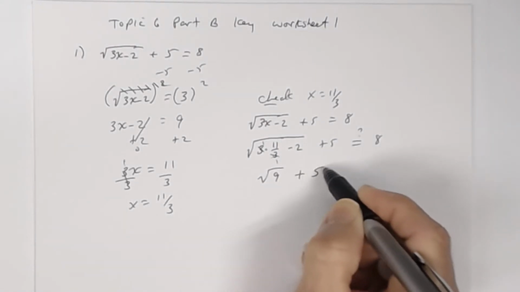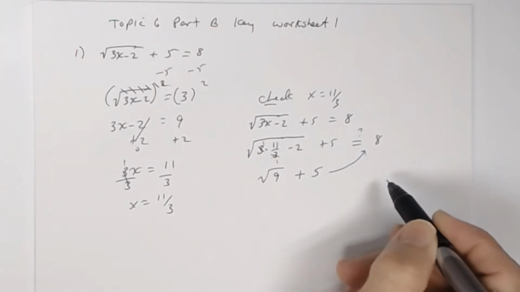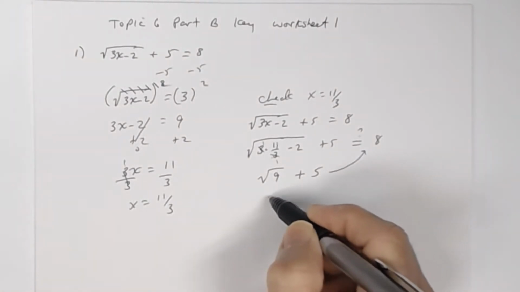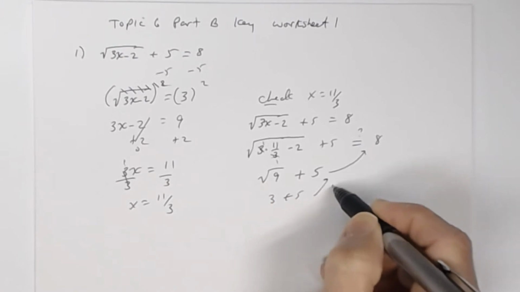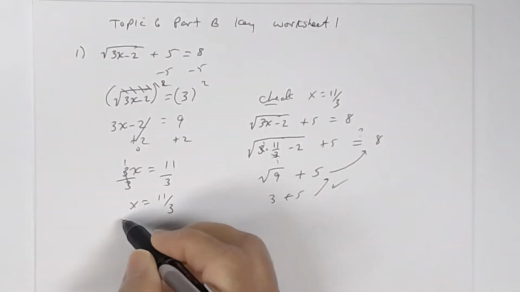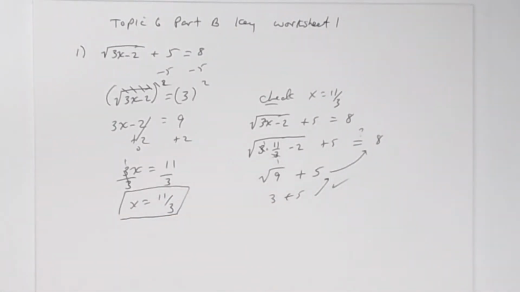So this right here becomes the square root of 9. And then I'm adding 5 to that. And the question is, is that equal to 8? Well, the square root of 9 is 3. And 3 plus 5 does equal 8. So that's a true statement. So 11 thirds is a solution.